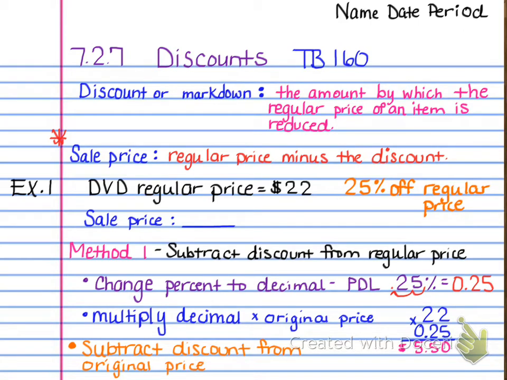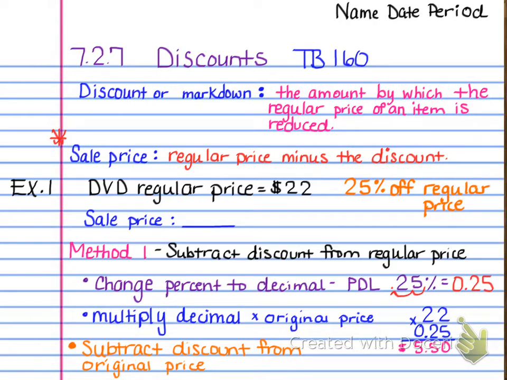So that's the amount of money that can be taken off. That's the amount of the discount. That's what you found there. Now it says to subtract the discount from the original price, because when you find that $5.50, that's not the price of the item. That's actually what 25% of the whole price is.